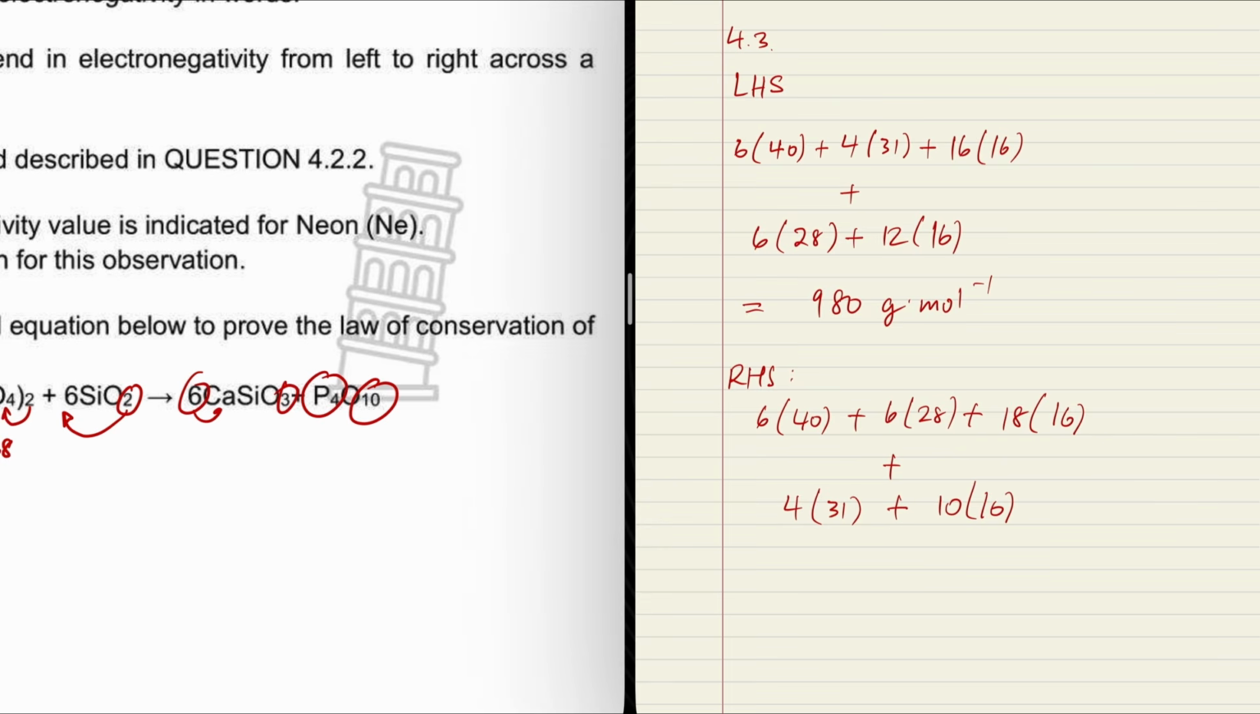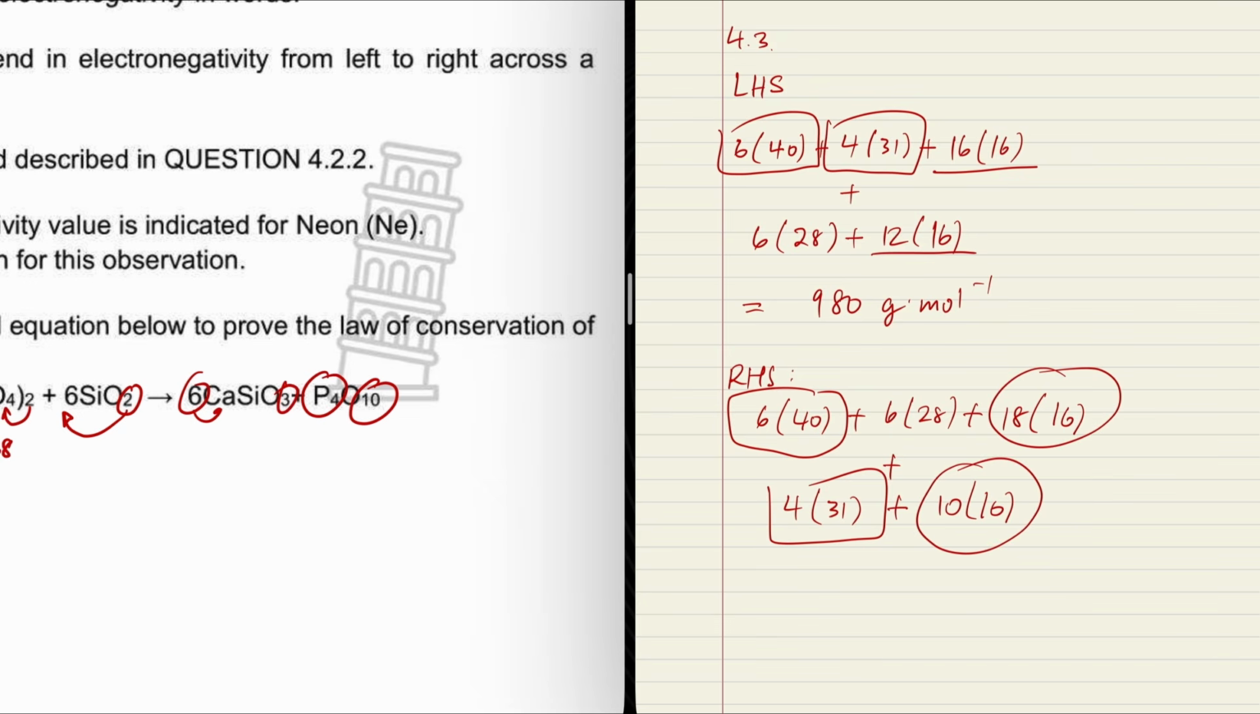Now, if you check the left hand side and the right hand side, you should have the same stuff. So here I have 6 times 40, here I have 6 times 40. I have 4 times 31, I have 4 times 31. I have 2 times 16, and I have 16 times 16. So that's going to be 28 times 16. And here I have 10 and 18, which is 28. And then here I have 6 times 28 and 6 times 28. So that's going to give me the same amount, so 980 grams per mole.